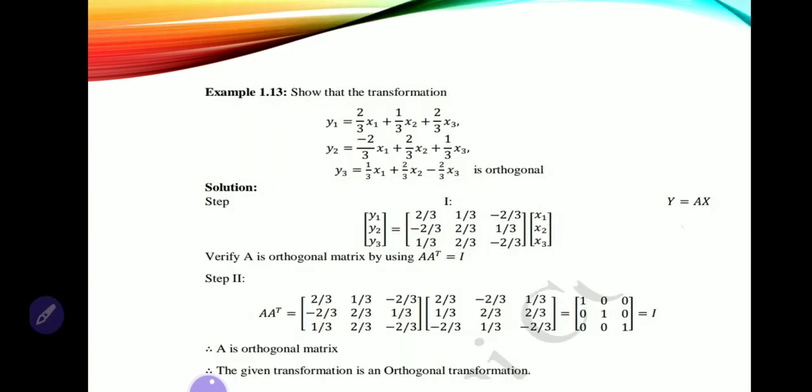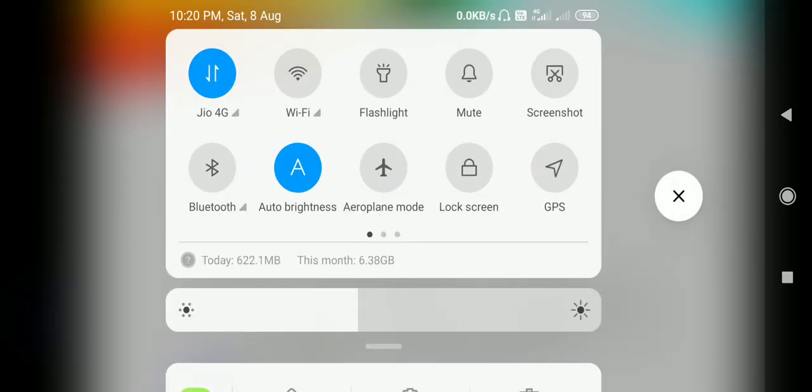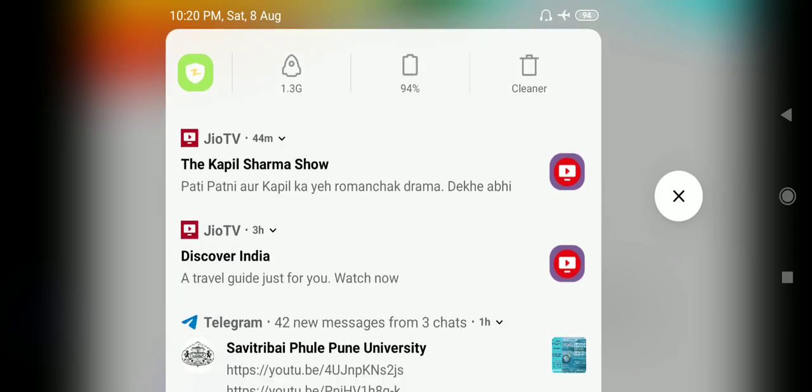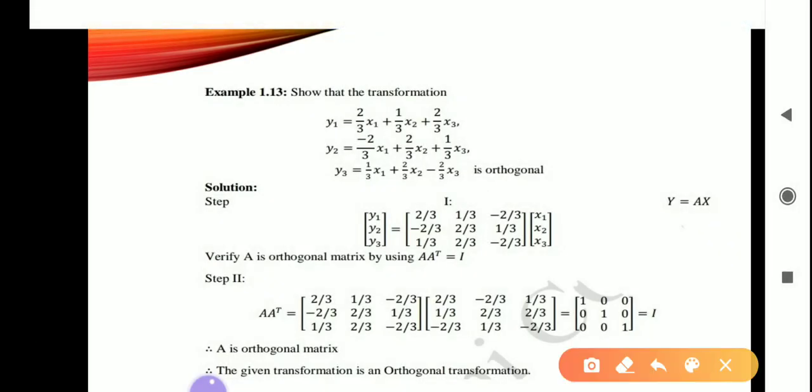show that the transformation y1 is equal to 2 by 3 x1 plus 1 by 3 x2 plus 2 by 3 x3, then y2 is equal to minus 2 by 3 x1 plus 2 by 3 x2 plus 1 by 3 x3, and y3 is equal to 1 by 3 x1 plus 2 by 3 x2 minus 2 by 3 x3 is orthogonal. Okay, so for an orthogonal transformation, first you have to write the given transformation in matrix form.